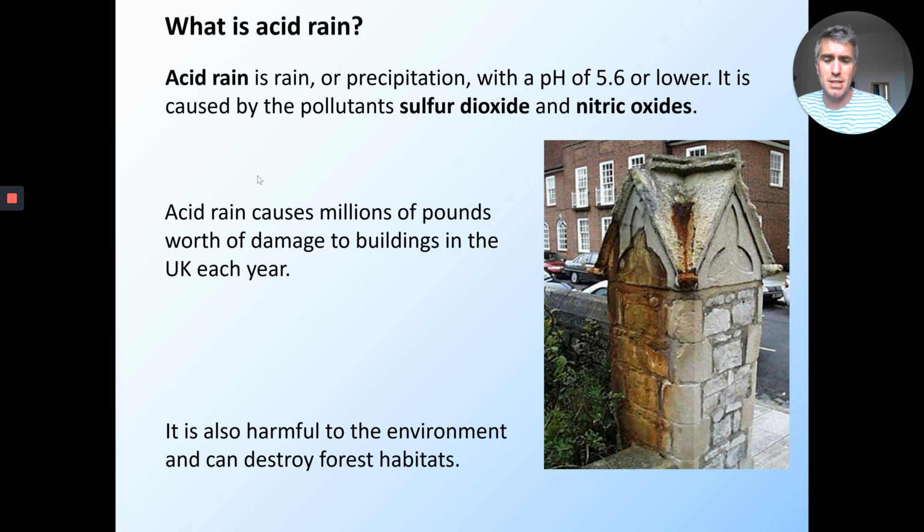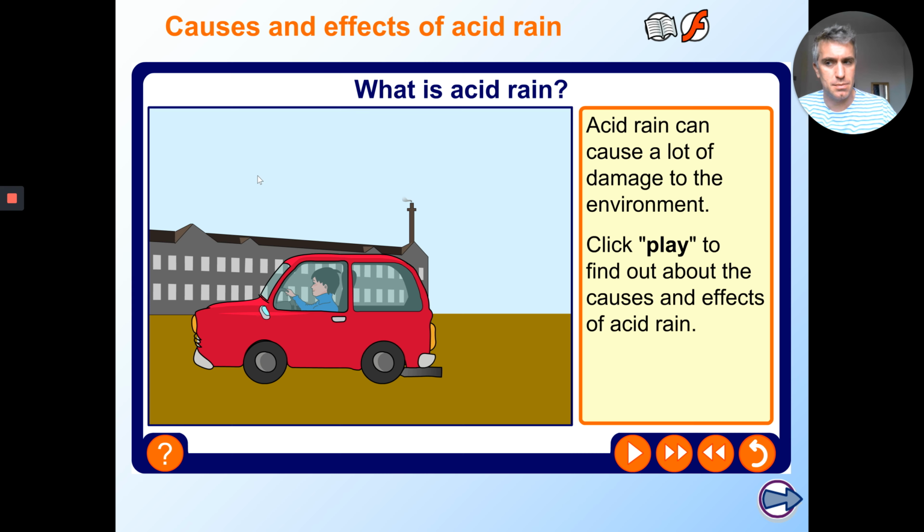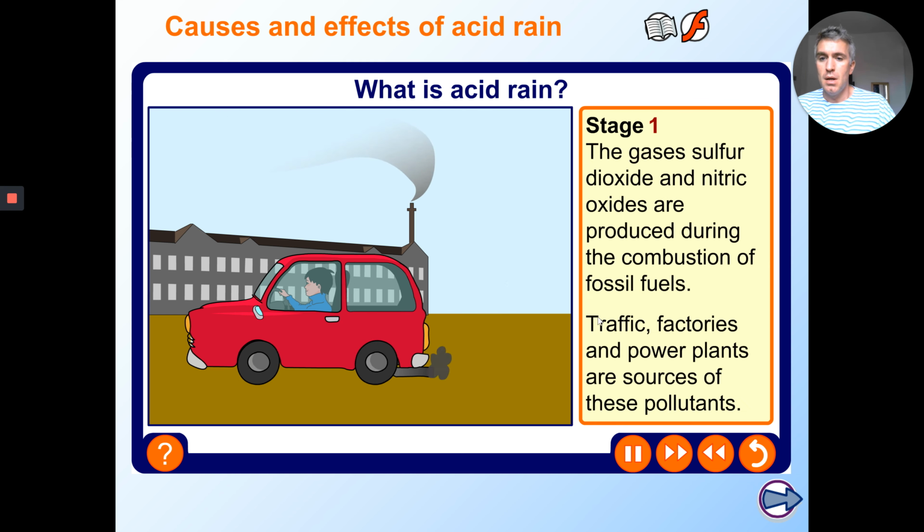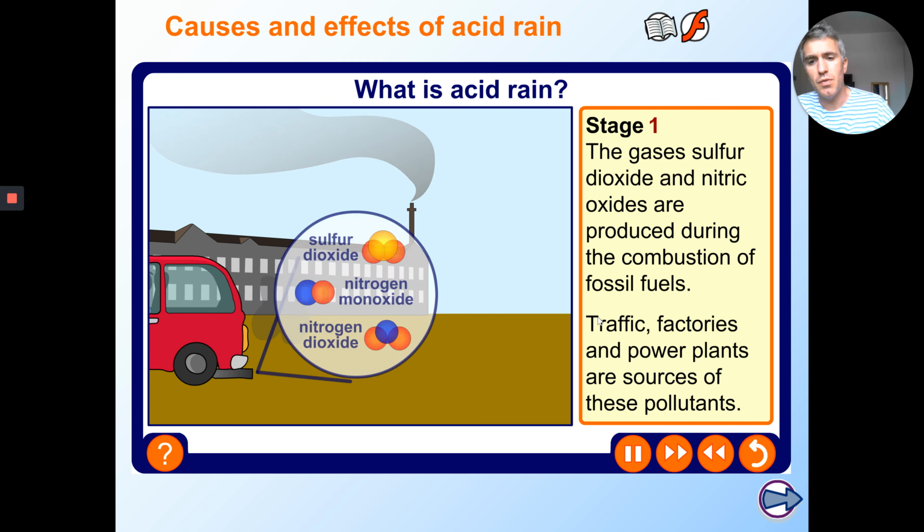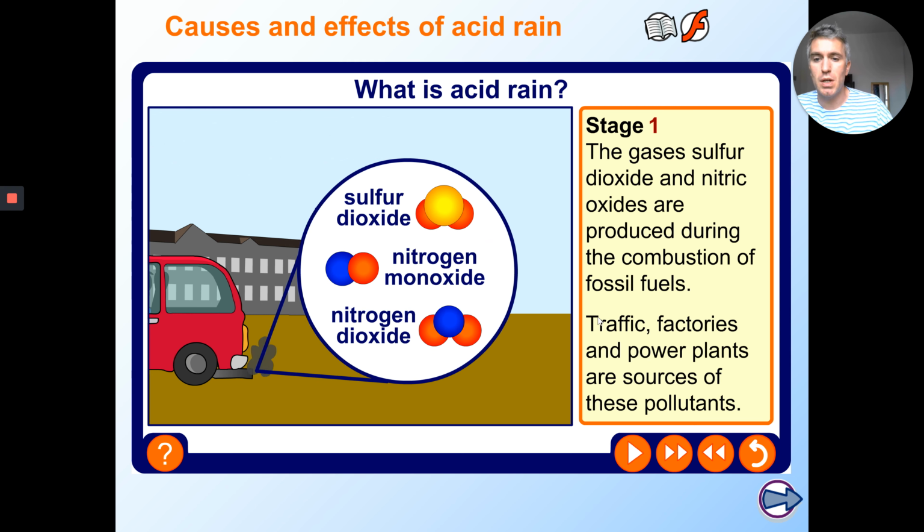Also, if it gets into lakes, it can poison fish. If it goes into the ground, if taken up by plants, it can cause damage to crops and other land. Acid falling from the sky, never really a good thing. What is acid rain? Let's have a look at the animation. Gases, sulfur dioxide and nitric oxide, are produced during combustion. Traffic, factories and power plants are the source of these pollutants.